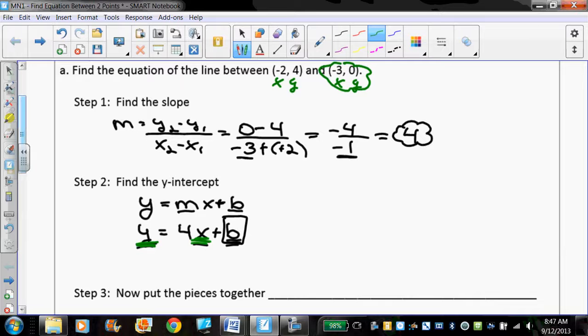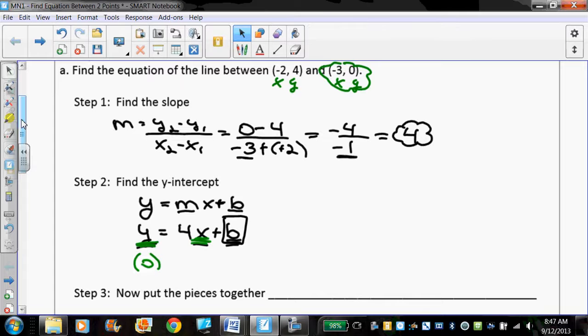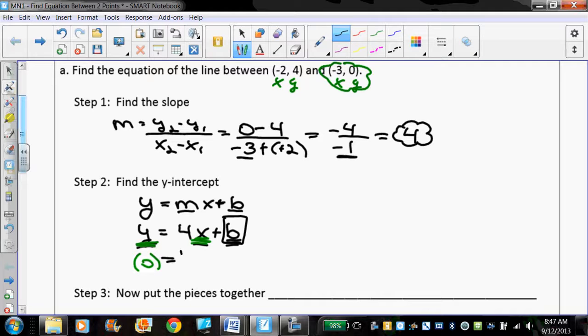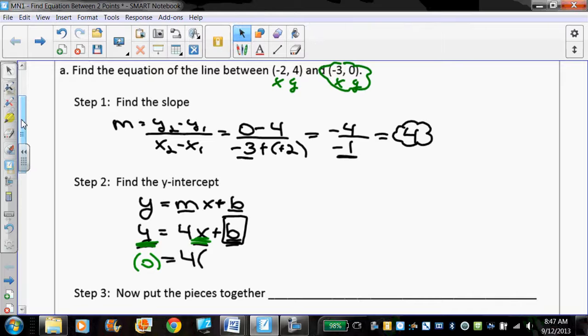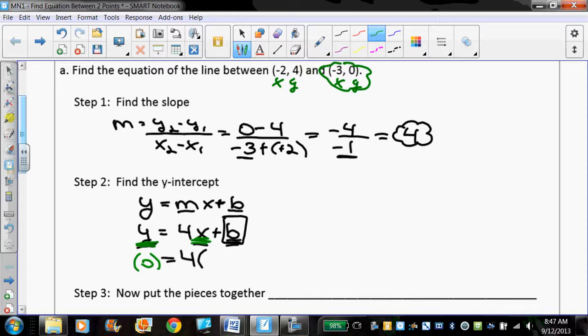Now be careful, people like to put in the x in this y spot, so you want to make sure that you're putting the y value in for y, which is 0. So we're putting 0 in for y equals 4 times, and instead of x, it's going to be -3 plus b. Okay, and as always, I seem to run out of space, so I'm going to rewrite this up here. So I have 0 equals 4 times -3 plus b.